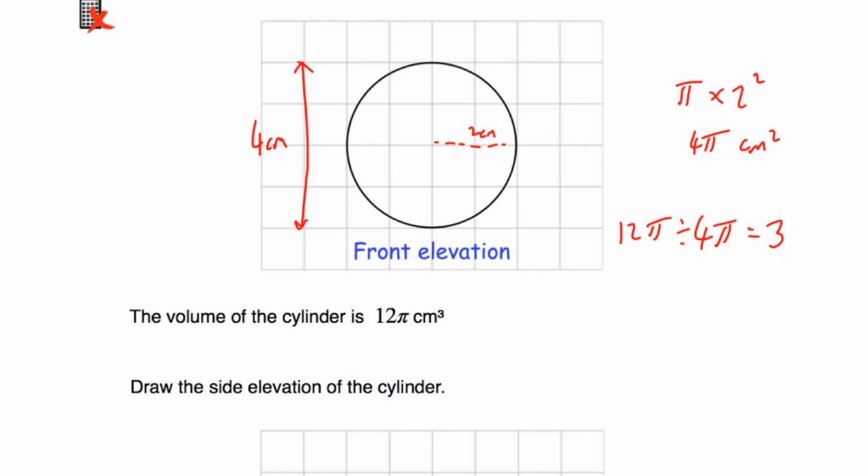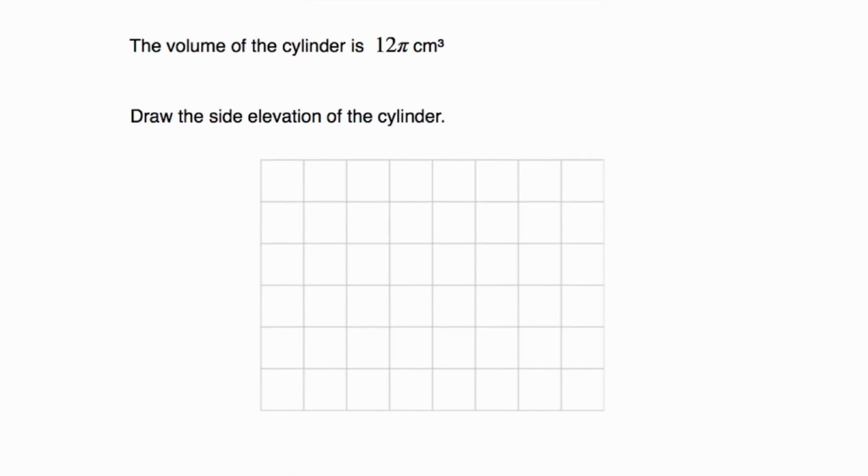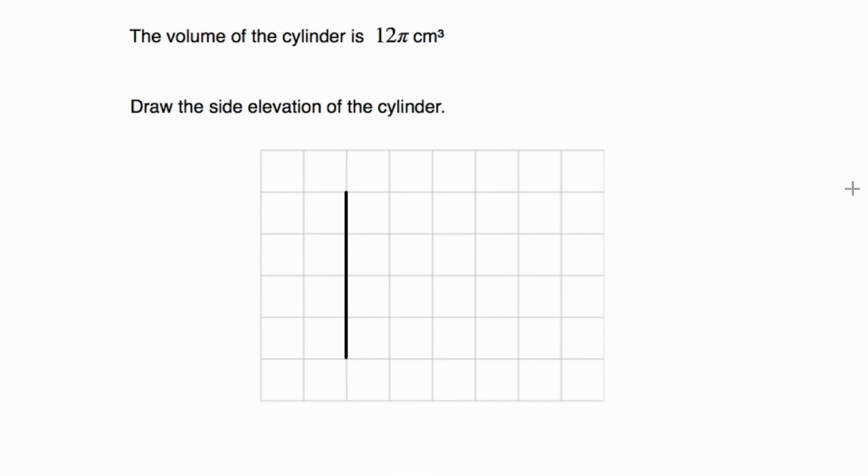So let's go down to our grid and draw that. We want to draw a rectangle that is 4 centimeters tall. So from the bottom to the top is 4 centimeters because it's got the same height as the front elevation. In terms of the depth, if we're looking from this side now, that's the front. The depth of our rectangle would be 3 centimeters. So 1, 2, 3. That means our rectangle is 4 centimeters tall and 3 centimeters wide, and that's it.